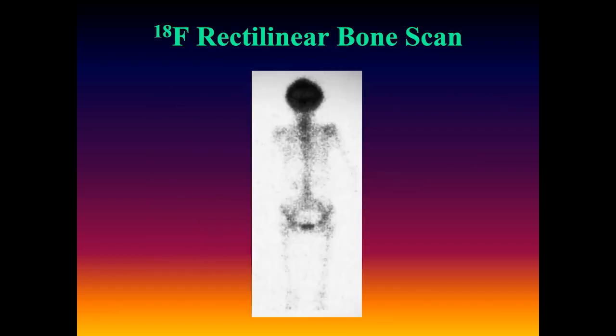This is an anterior view from a fluorine-18 rectilinear bone scan. This patient had Paget's disease of the skull. This scan took nearly an hour to acquire, and notice the extremely limited resolution. It is virtually impossible to resolve individual ribs and even the individual vertebrae.